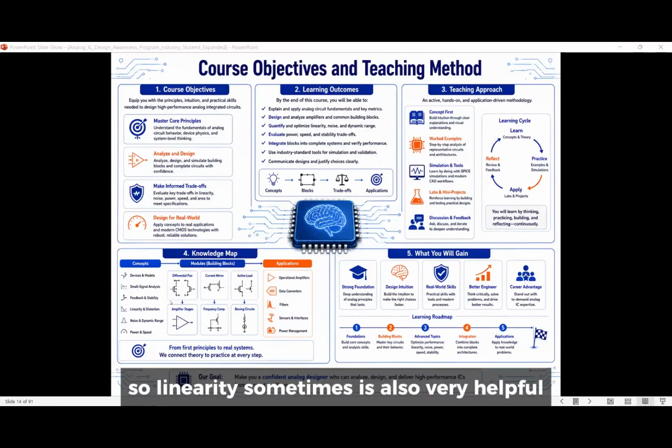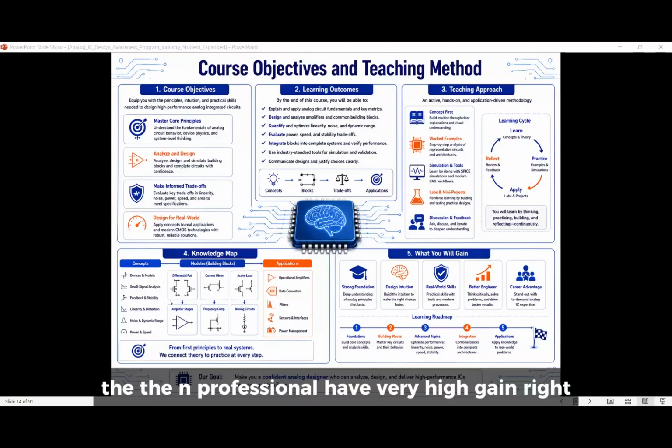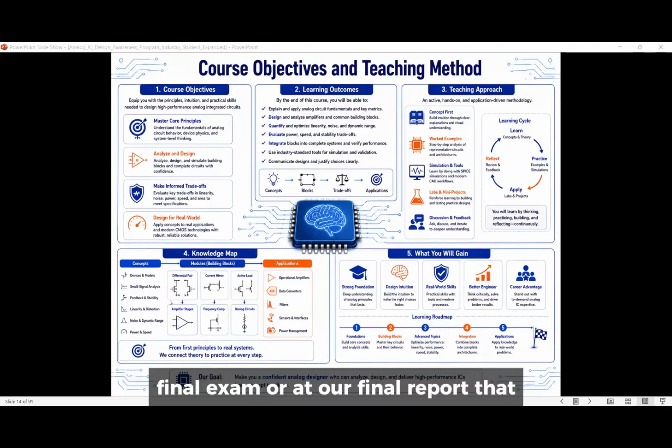Yeah. So linearity is sometimes also a very useful parameter. I think many students think the amplifier should have very high gain, right? The higher the gain, the higher score we get in our final exam or final report. That is not really true, because we have to think about the linearity and also the distortion.